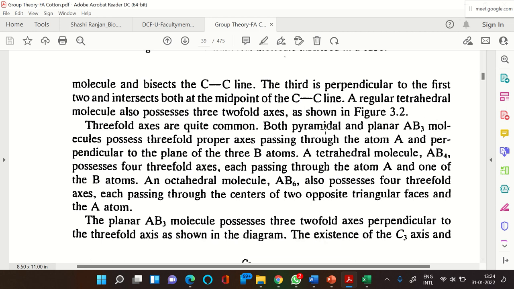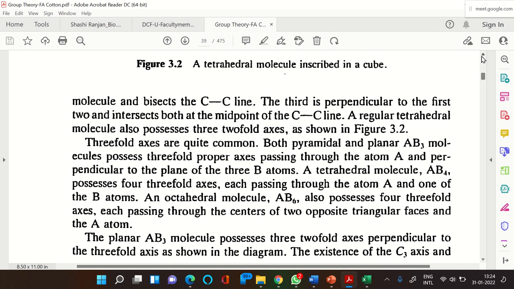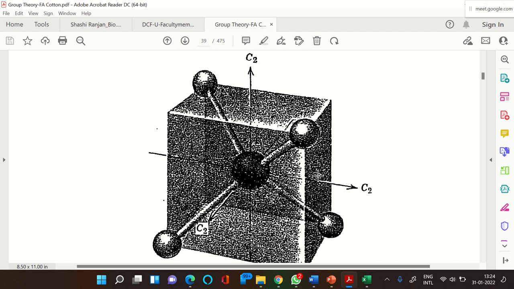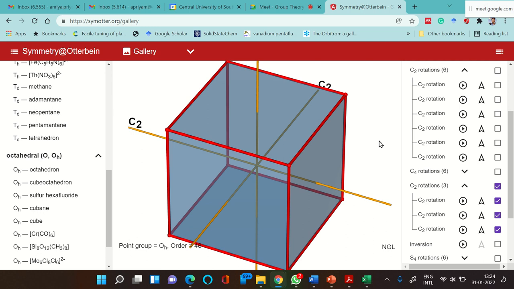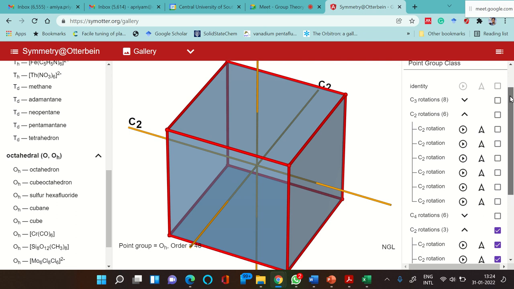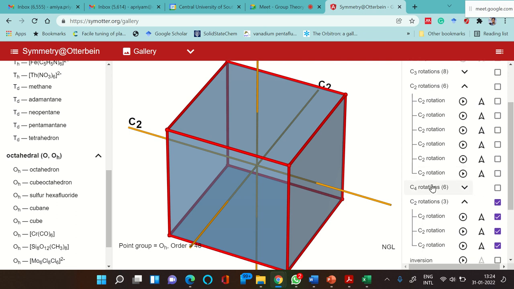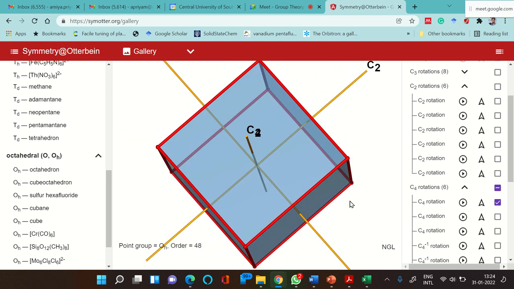So these are the 3 twofold axes as shown over here, and the rest of the things, the other points that you were seeing, were due to C4 rotations. So you have C3, and in a cube you can also have a C4 axis present. That is your imagination that you can think of. Looking from this point, you can also have the C4 axis along this.